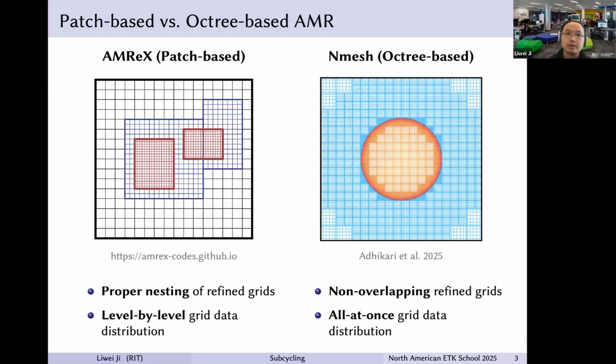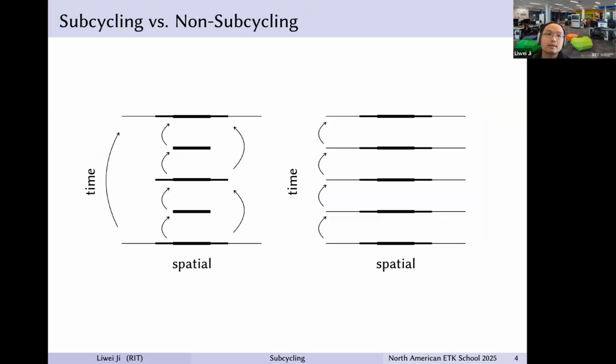So what can we do to improve the patch-based AMR? Because of this specific data distribution method, it's quite natural actually to implement subcycling with the patch-based AMR compared to the octree-based AMR. So here I want to talk about subcycling. What do I mean by subcycling?